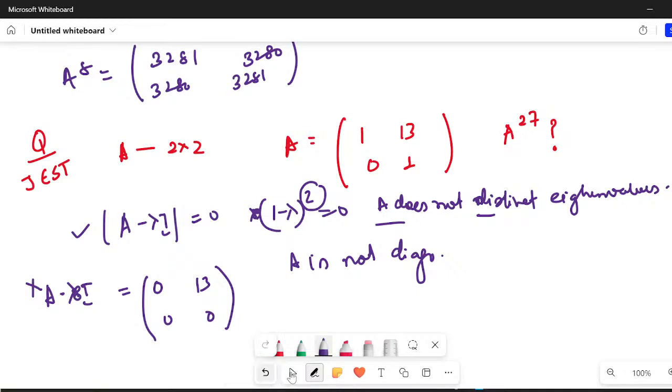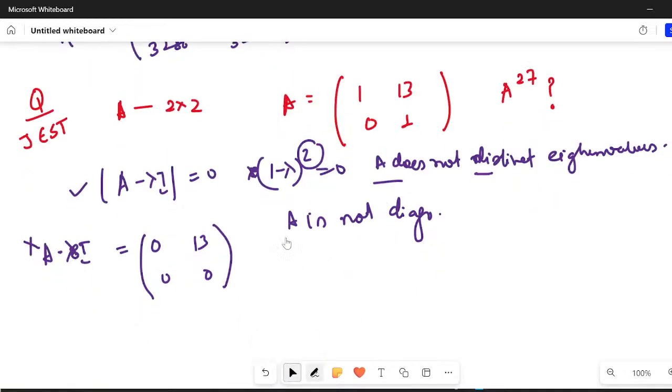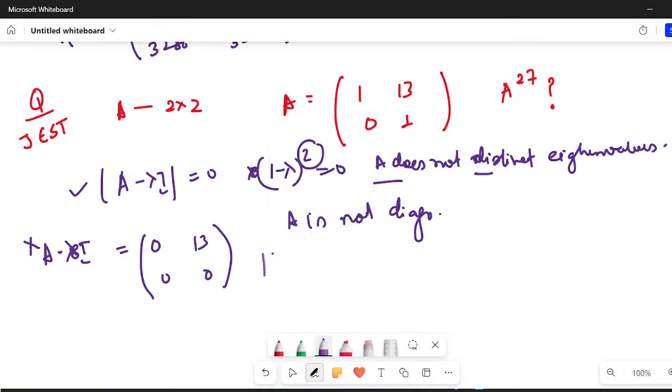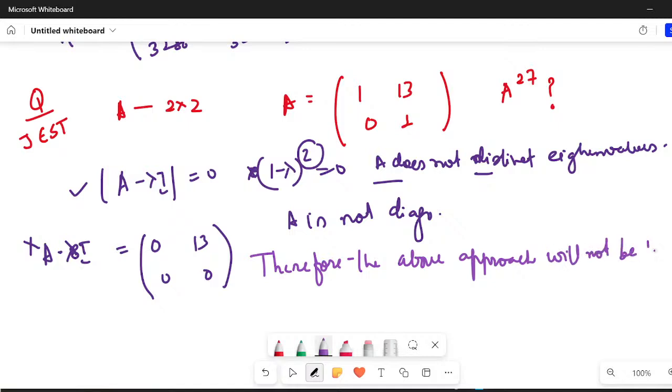I hope it is clear. I cannot, I should write. So therefore, the above approach will not be valid. I'm just writing therefore. The above approach will not be valid. Okay. Now it gives you a certain sense of what to do.